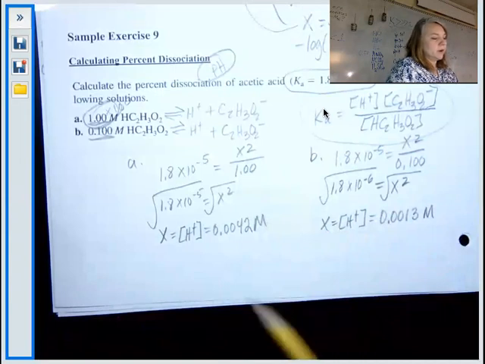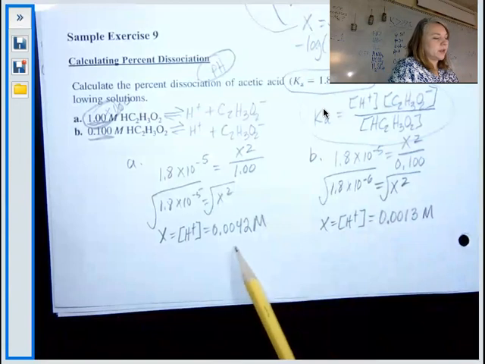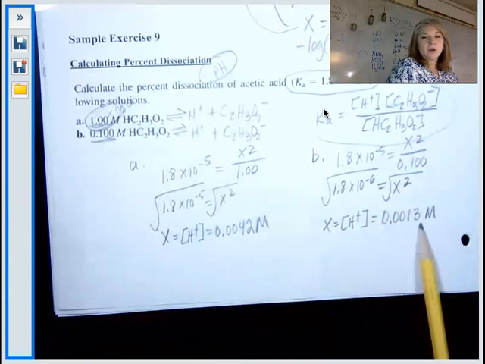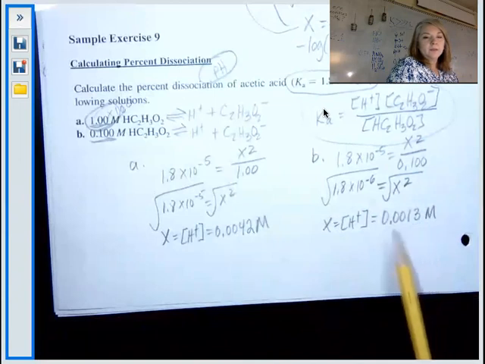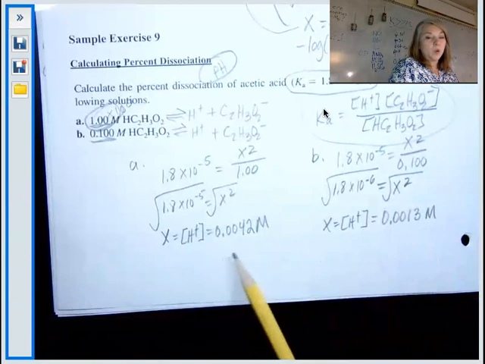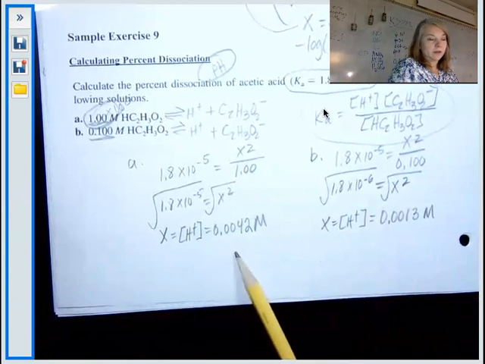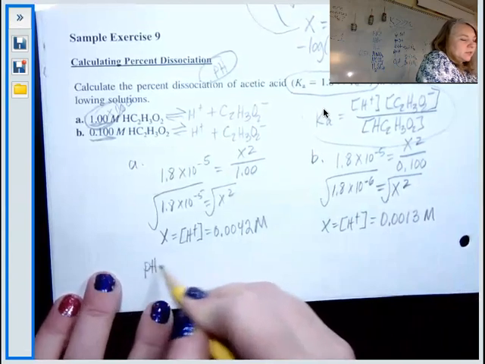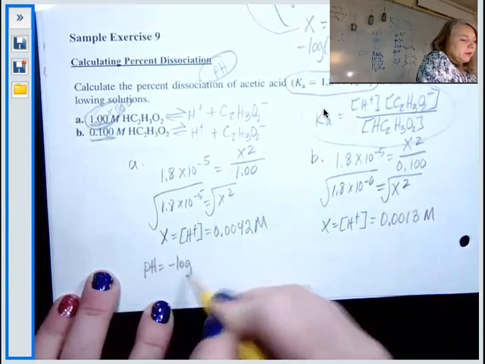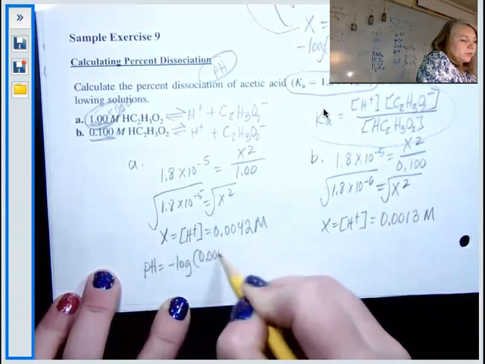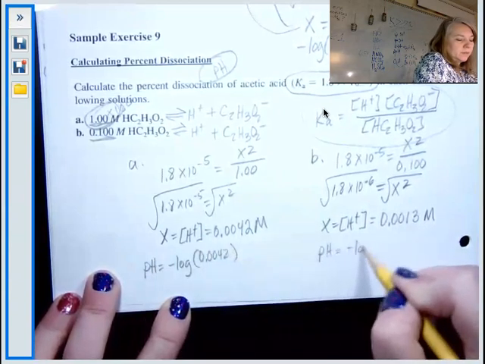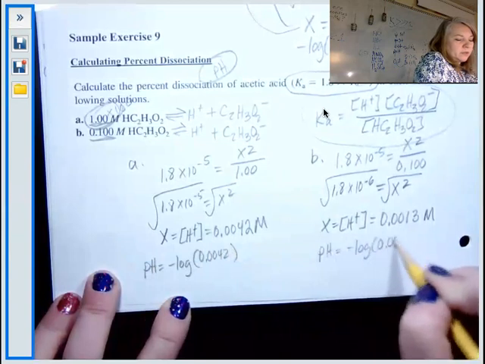Well, it's like the one that has more stuff gave us more ions, right? Over here we have fewer ions. So our pH obviously is going to be lower in this one, right, than this one, not much. So let's go ahead and calculate pH. pH is equal to the negative log of 0.0042. pH is equal to the negative log of 0.0013.